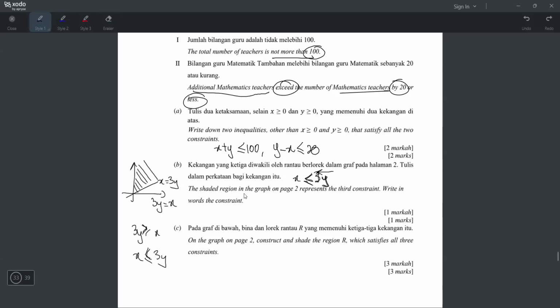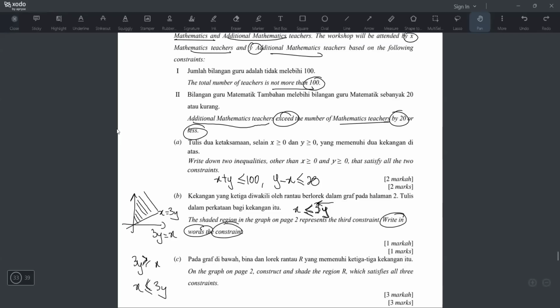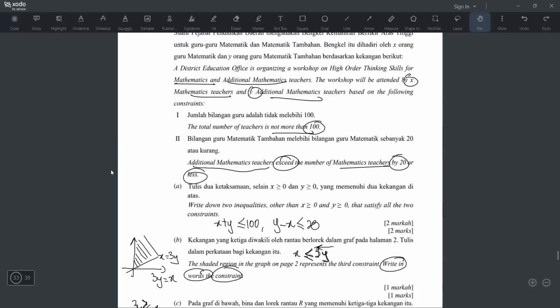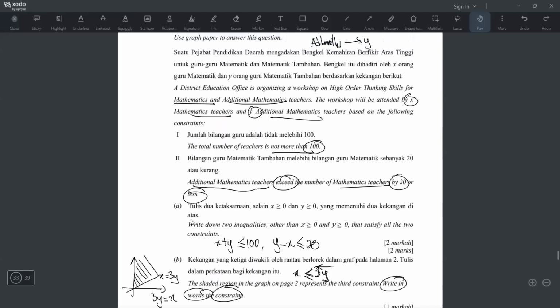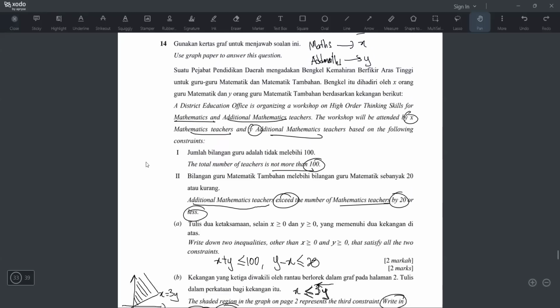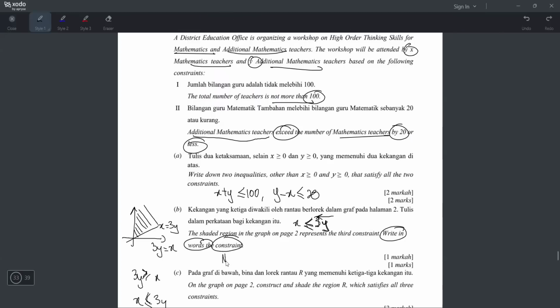Okay, but it's not over yet because they said you have to write in words the constraint. So we have to convert this into words. So how to convert into words? Okay, X tu kita kena tukar jadi balik jadi story. So what's the story behind X? X is the number of maths teacher kan? Okay, so I will just write number of maths teachers. Okay, this symbol we have to use what word? This one is kurang or sama dengan, right? So you can use what? Not more than ataupun at most. Okay, not more than ataupun at most. It means tidak melebihi ataupun at most is selebih-lebihnya. Okay, I'll just use the word at most.